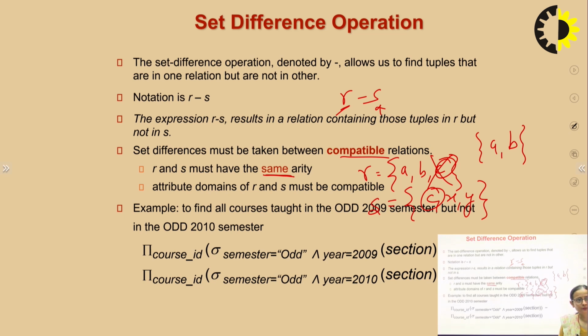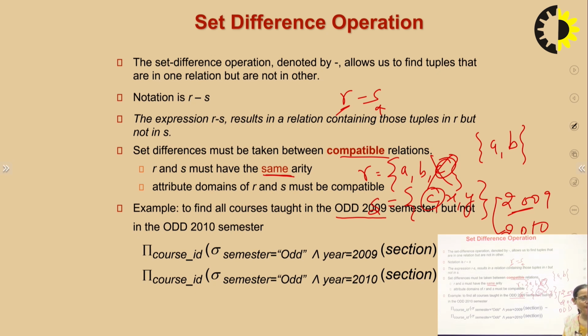For example, I need to find all the courses which are taught in the odd semester of 2009 but not in the odd semester of 2010. That is, we have two years, 2009 and 2010. In both cases I am referring only to the odd semester, and I need to select only those courses which have been taught in this year and not in this year.